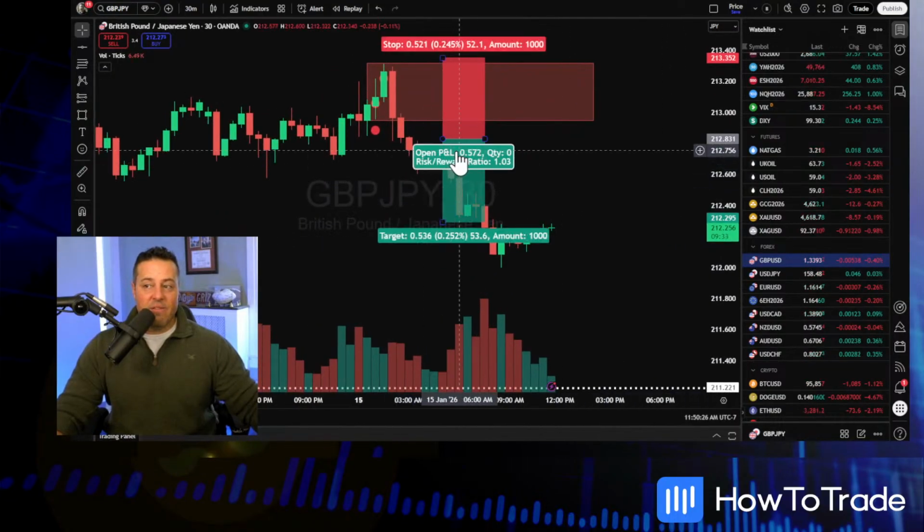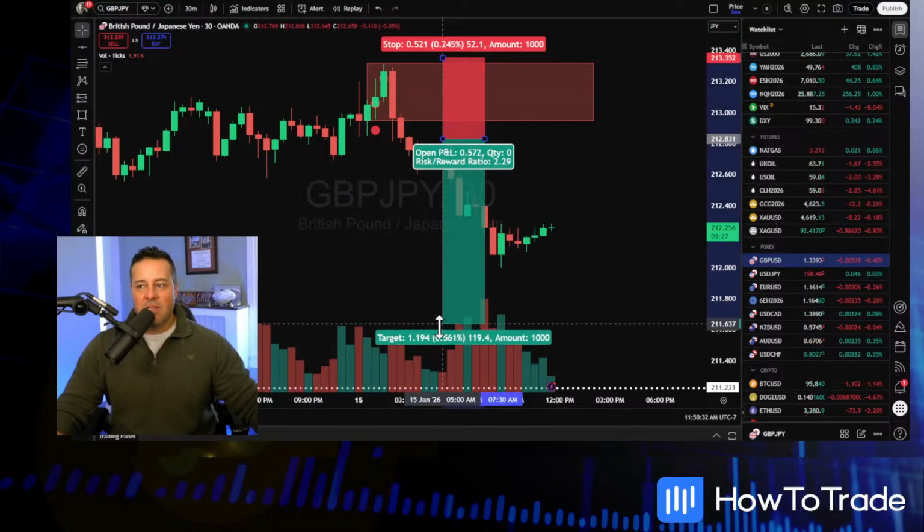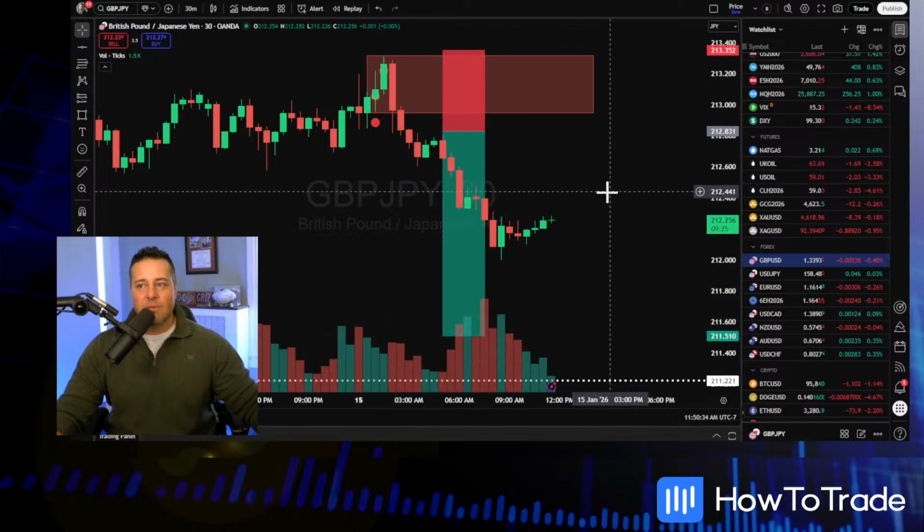One of the reasons I favor 1-to-1s is you already made your money, but you could definitely be shooting for 1-to-2s, 1-to-3s, 1-to-4s. Something like this, 1-to-2s, 1-to-2.5. It's up to you. That part of it's going to be up to you. You have to decide what kind of trader you are. That's a pretty good trade, though.